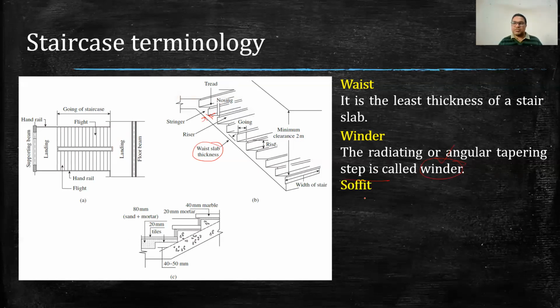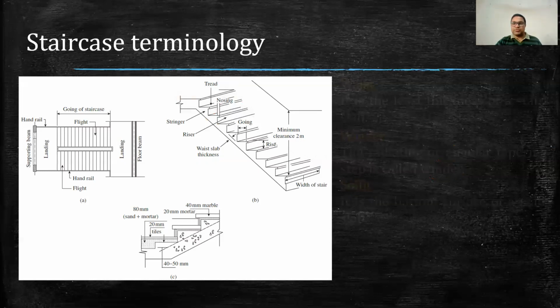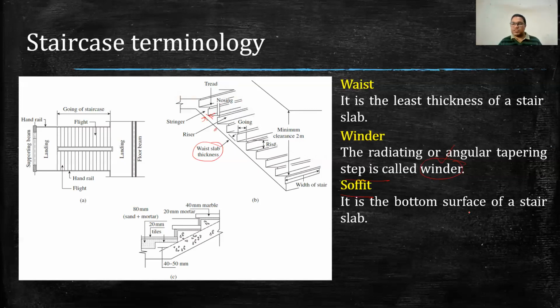Then the next term is the soffit. Soffit is basically the bottom line of the stair. So this part is known as the soffit. You can see the bottom surface of the stair slab is called the soffit. Like in this case, this bottom surface will be known as soffit.